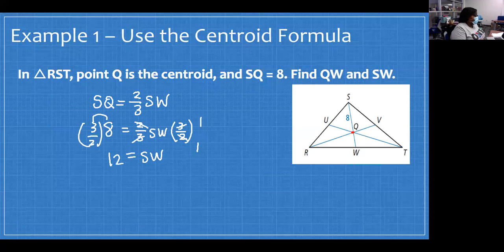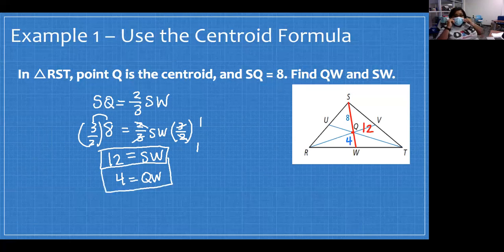That's one of the things we had to find. So that means that the whole entire length from here to here is 12. That looks awful. So from here to here, that whole entire length is 12. All right. And then we also need to find QW, because that's the other thing that we need to find. And if we know the whole thing is 12 and that SQ is 8, then that means QW has to be 4. Because 12 minus 8 is 4. Does that make sense? Do we have any questions?